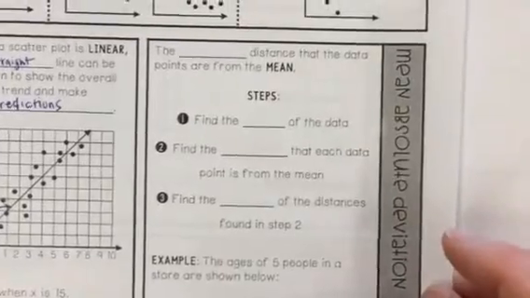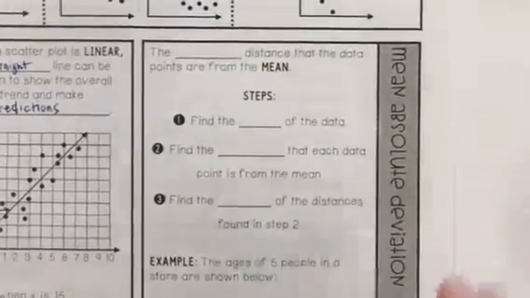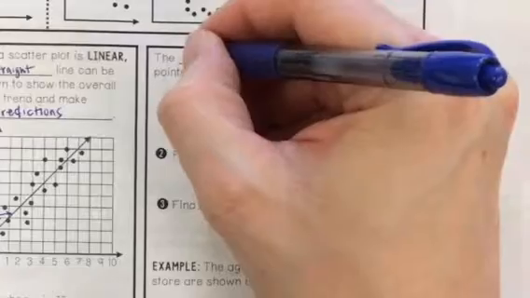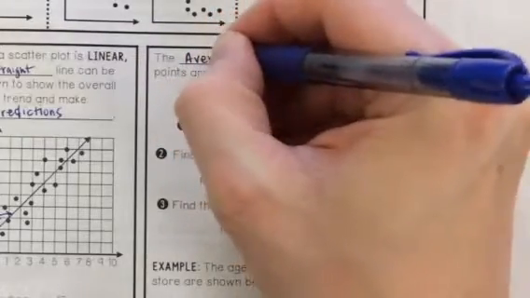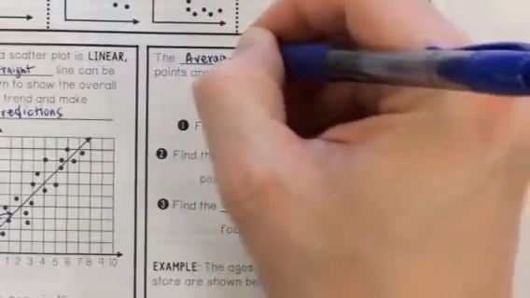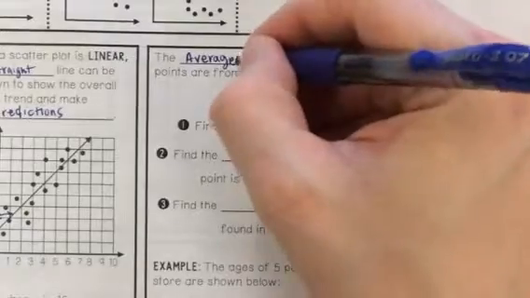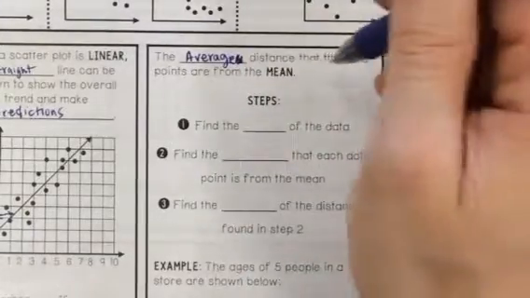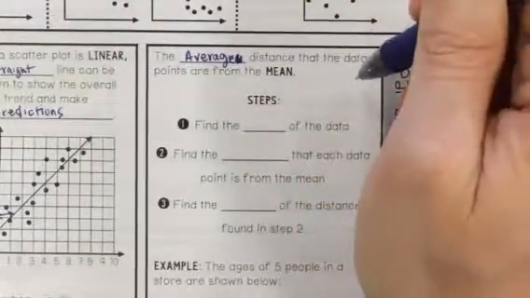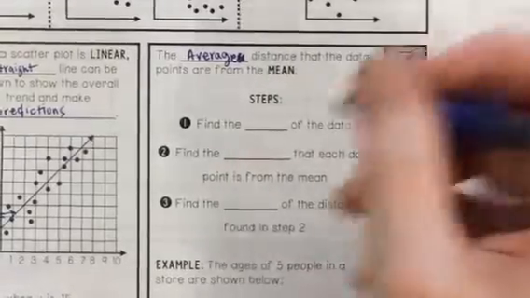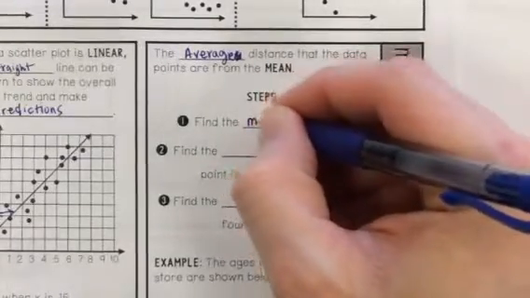Mean absolute deviation, everybody's favorite thing. The mean absolute deviation is the mean, or the average distance, not averages, the average distance that the data points are from the mean. So there's 3 key steps here. You first need to find the mean of the data.